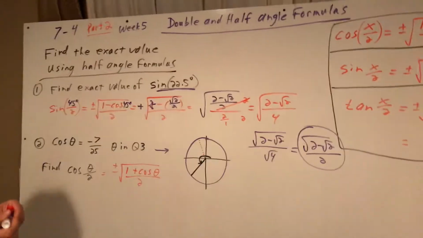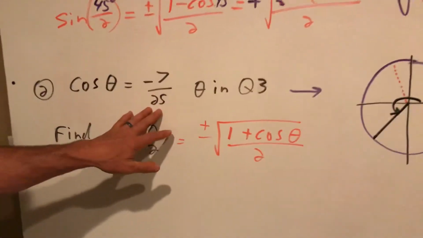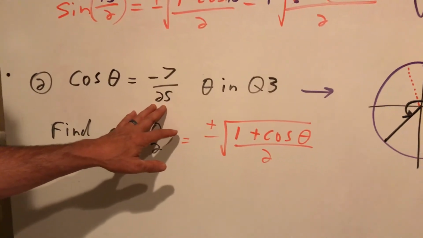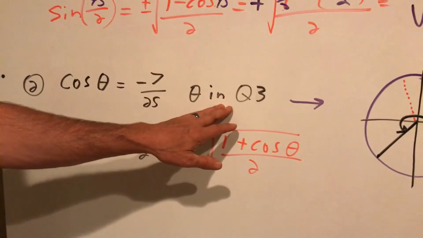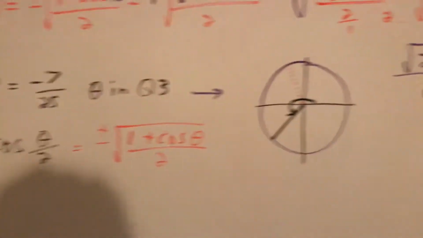Okay, all right. For our second problem, this is a typical one. Cosine of theta equals negative 7 over 25. They've given me that angle. They know where it's in quadrant 3. Okay, and now I'm going to come over here. They want me to find cosine of theta over 2. So let's go over here for a minute.